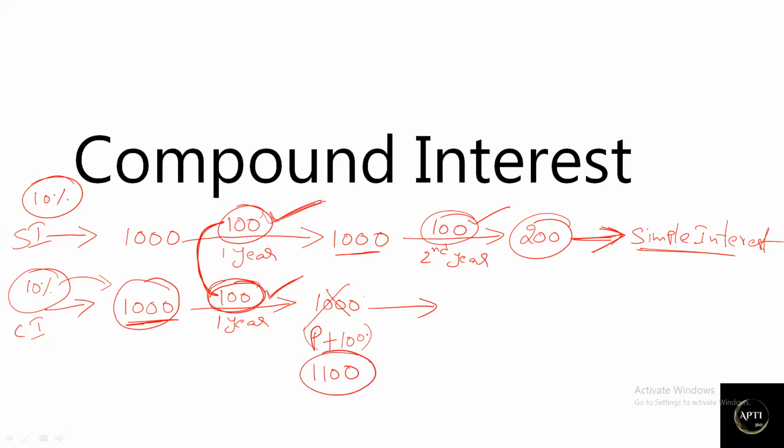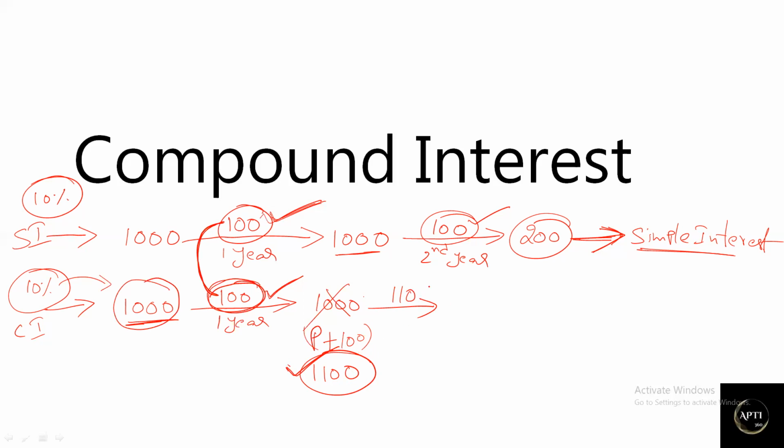Now second year interest is based on the principal amount of 1100, not 1000 rupees. So now what is 10% of 1100? 10% of 1100 is 110. Am I correct? Now 10% of 1100 is 110.